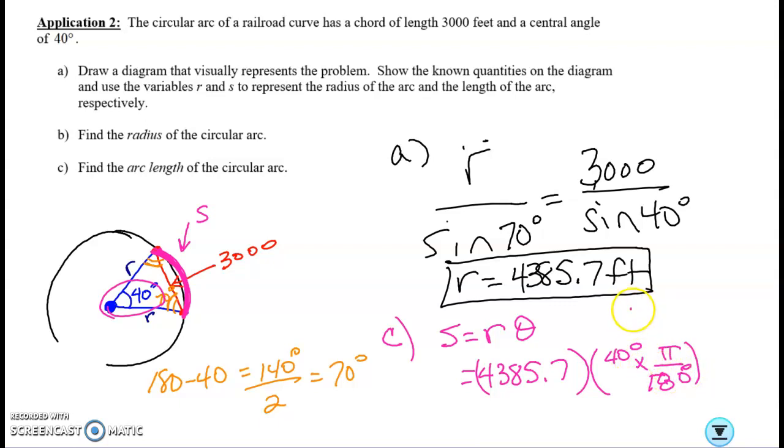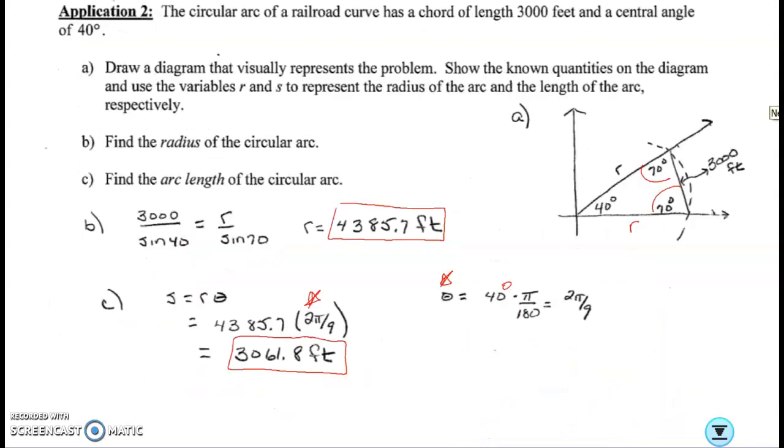So when you reduce this, you get 2 pi over 9, although you're going to be putting this all into your calculator anyway. And when you multiply, you get 3,061.8 feet, which you can see the arc length and the chord length are pretty darn close to the same length. The arc is just a bit longer. It's a little more curved, so there's a little more distance there. Okay, there's the work for that.